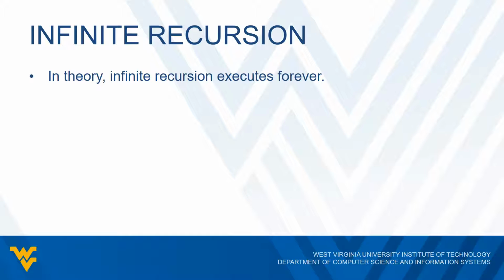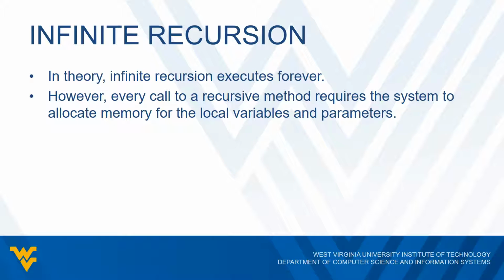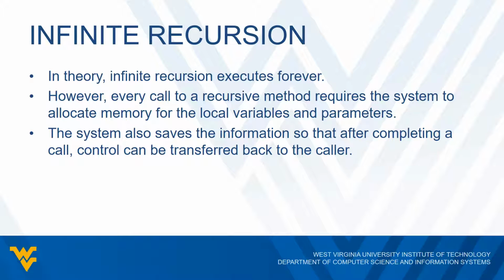Now, in theory, infinite recursion will just execute forever. It'll just keep calling forever and ever. However, if you remember, every single time we make a call to any method, whether it's recursive or non-recursive, it's going to require the system to allocate memory for all the local variables and the parameters. And then the system will also save that information so that after we complete a call, we can have control be sent back to the original caller. So remember when we talked about that method call stack? So we call a method, so that means we save all the information of the previous call, put that onto the stack, and then execute the method call.